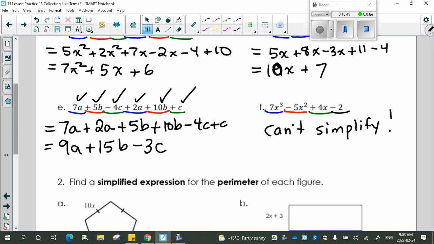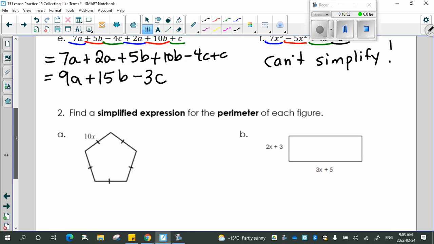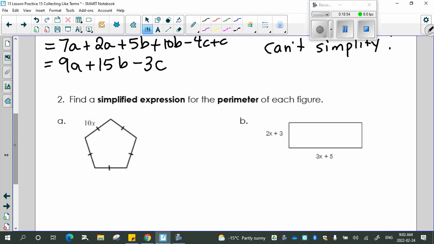All right. So now we're going to apply it to perimeter. Can someone describe what perimeter is just in words? Like if I asked you to find the perimeter of something, what would you think you'd have to do? Add up the sides of the shape, yes. Okay, so it's the outer sides that you add together.